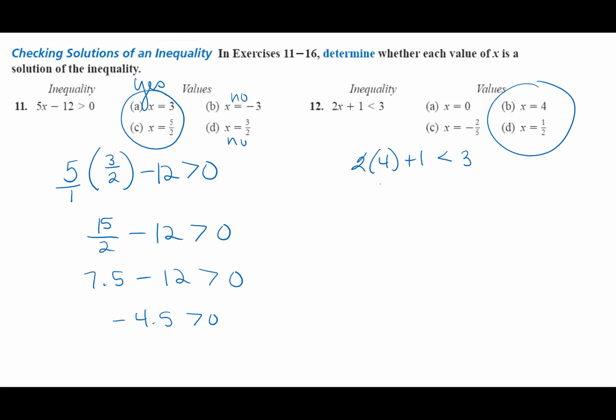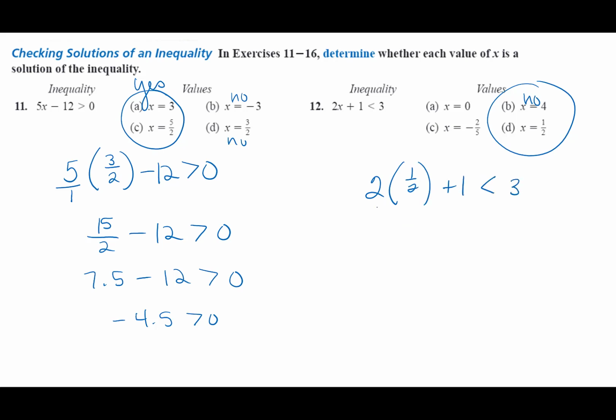Well, 2 times 4 is 8. 8 plus 1 is 9. And is the statement 9 less than 3 true? Nope, it's not. And so you'll put a no for value B. Now if we check value D, x is 1/2. 2 times the fraction 1/2 plus 1 less than 3.